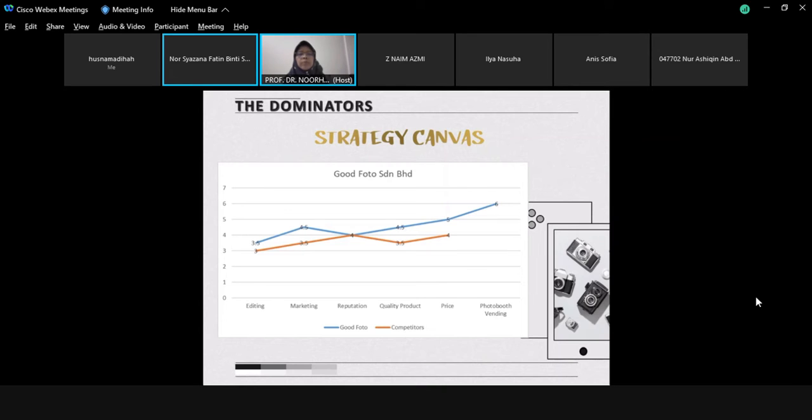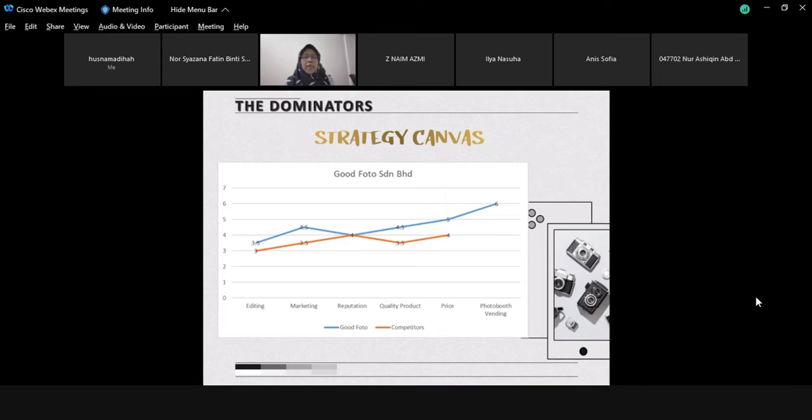For my understanding, for this strategy canvas of Goodfoto, they have better than the competitors. Okay, Goodfoto is better. As you can see in the strategy, we have the editing, marketing, reputation. But overall, we can conclude that Goodfoto is higher than other competitors.